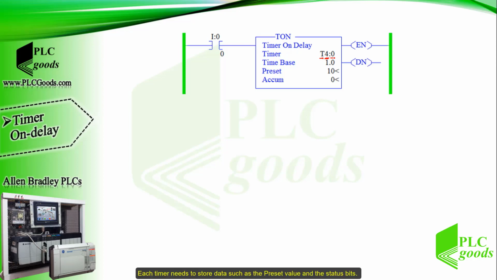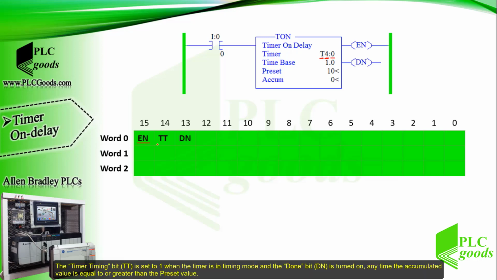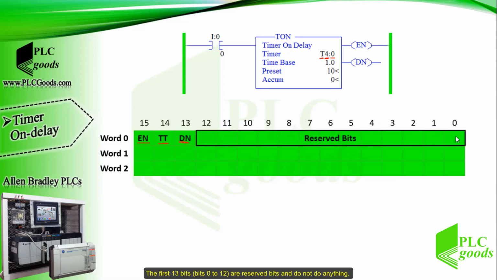Each timer needs to store data such as the preset value and the status bits, so each timer consists of 3 words like these. The enable bit is true or 1 whenever the timer is enabled. The timer timing bit is set to 1 when the timer is in timing mode, and the done bit is turned on anytime the accumulated value is equal to or greater than the preset value. The first 13 bits, 0 to 12, are reserved bits and do not do anything.